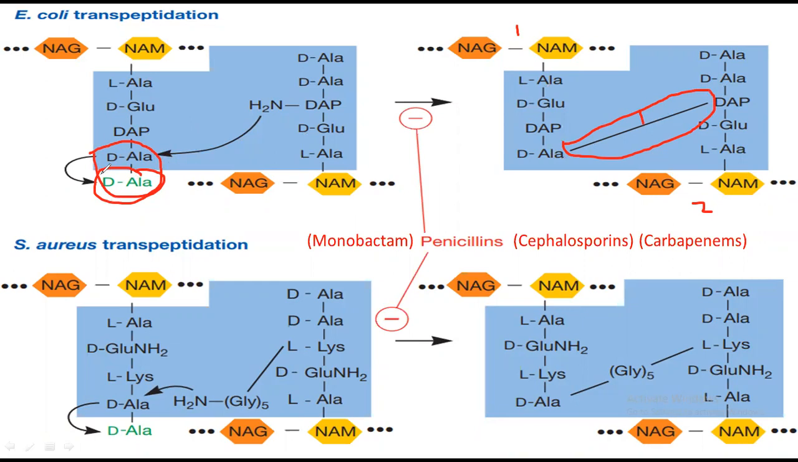And one thing, keep this in mind, that when the bond is formed, then this fifth D-alanine is removed. So also keep this concept in your mind. If there is no D-alanine, this bond cannot be formed by the enzyme, and we will have a very weak structure of the peptidoglycan layer because the layers are not bound to each other. So keep this concept in your mind.